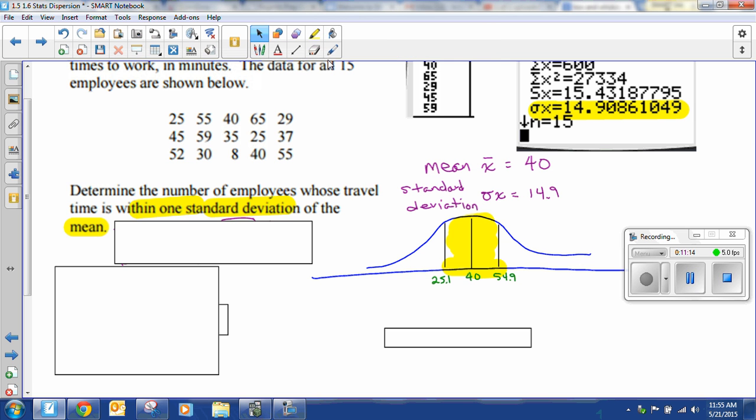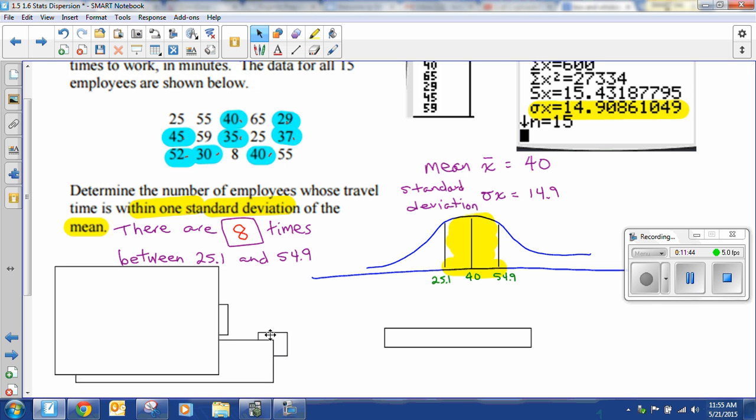So this is simple, just looking through and saying, okay, is 25 between 25.1? No, it's too little. 45 is, 52 is, 55 is greater than 54.9. 30 falls between, 40 falls between, 35 does, 40 does, 29 does, and 37 does. Let's count these up. 1, 2, 3, 4, 5, 6, 7, 8. So the answer to the question is there are 8 commute times that exist between 25.1 and 54.9.